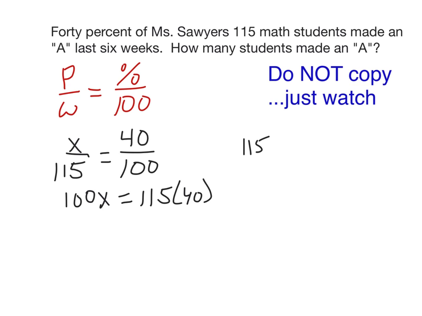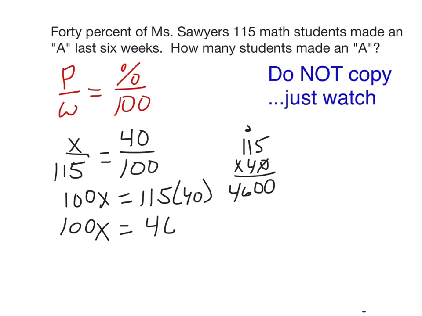Love the zeros because you could just put them down there and knock them off. So 4 times 5 is 20. 4 times 1 plus the 2 is 6, and you got the 4. So 100x equals 4600. Divide by 100.